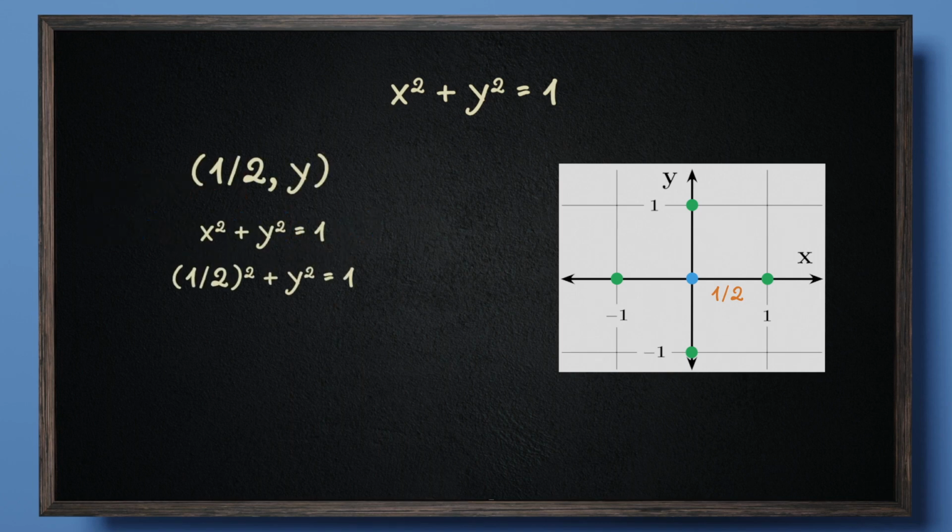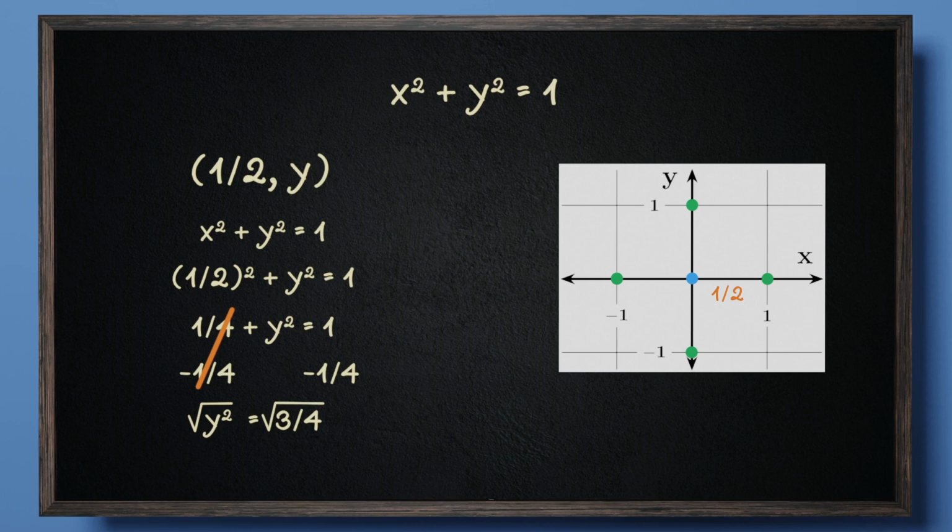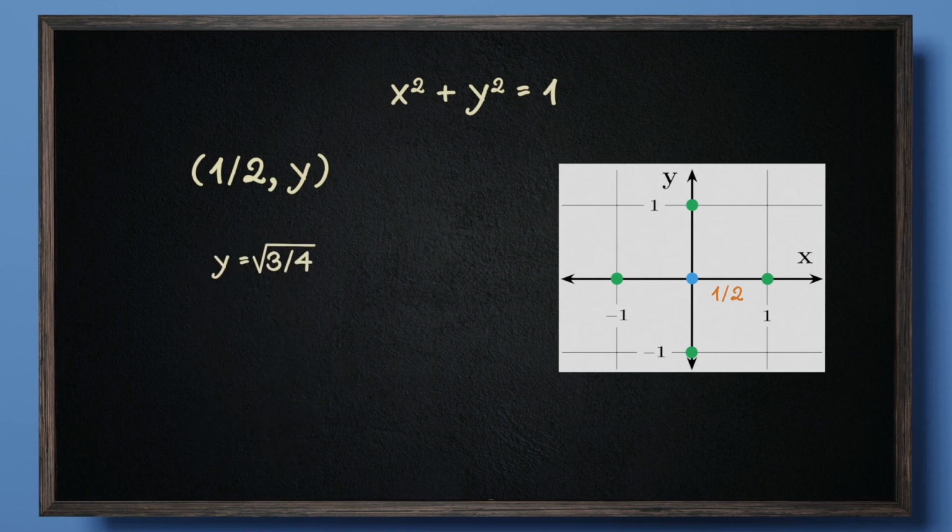Plugging in 1/2 for x, our equation is now (1/2)² + y² = 1. 1/2 squared is 1/4. We will subtract 1/4 from both sides to isolate the y variable. Then we will take the square root of both sides to cancel the square above y. This simplifies to y = √(3/4).